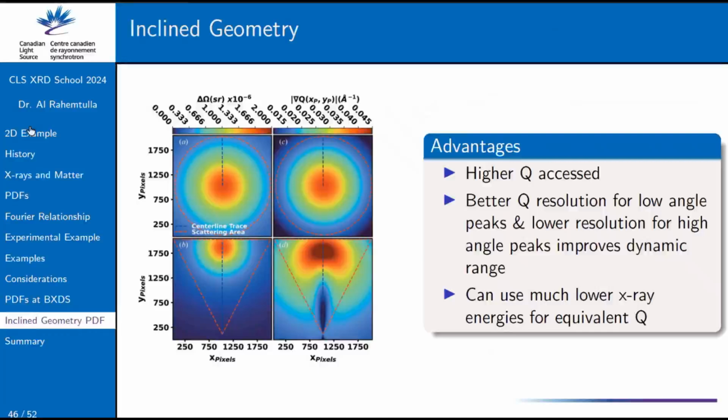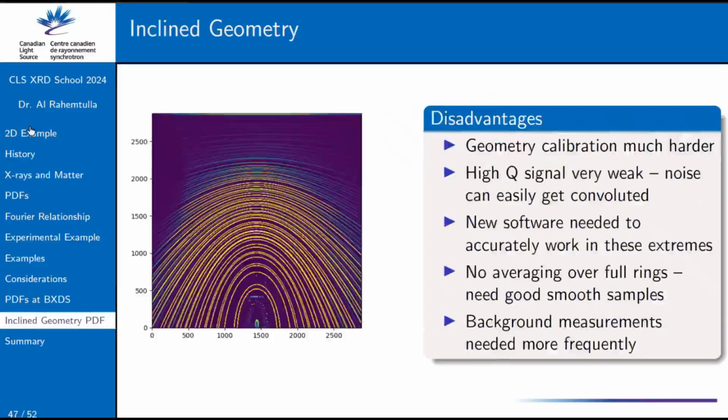It also lets us use lower energy X-rays, so we can get much higher flux. Depending on your material, you can reduce Compton scattering and still get an equivalent PDF to what you would in traditional geometry at high energies. But this becomes a lot harder. Getting the geometry just right, especially when you're dealing with high angles, becomes a lot harder. The slightest variation becomes much more sensitive. And especially when your signal gets weak, it's very easy for something to slip in there.